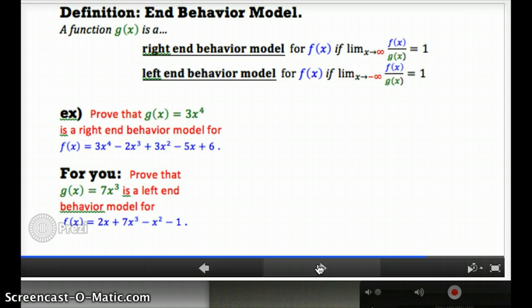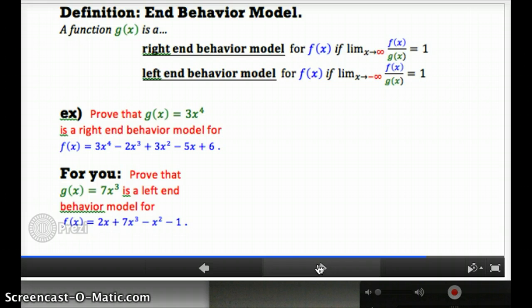You do need to know this definition in order to do the first example, so pause the video now, copy it down, and then when you hit play, I'll show you how to prove that g of x is a right end behavior for f of x. Great, so in this definition, it's a pretty simple definition.